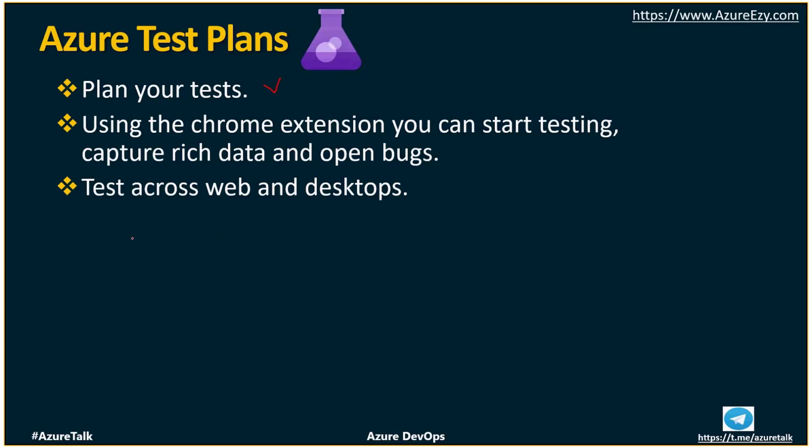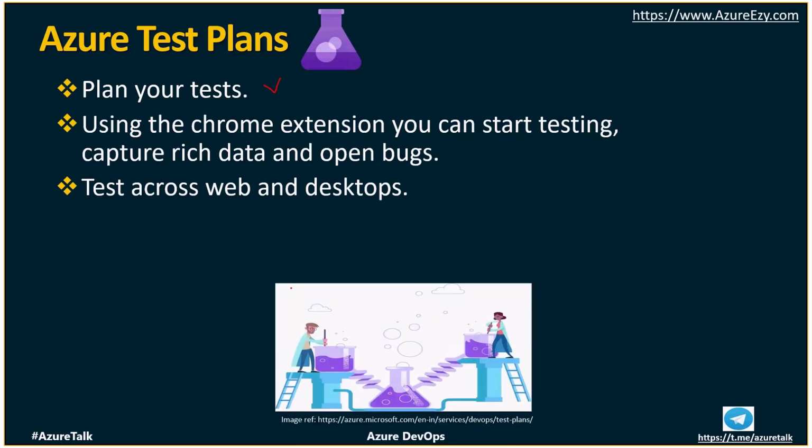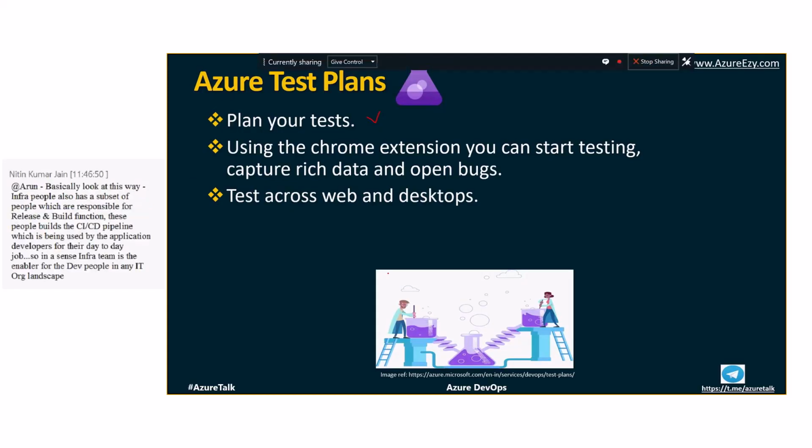So the first thing is plan your test. Mostly unit tests, integration tests, and all those Selenium tests, you can automate during your CI/CD pipeline itself. Now, even after that, there must be some exploratory tests, some manual tests that you want to do, and at the same time you want a very seamless feedback system where the developer gets feedback from the manual tester that a certain thing in the UI or a certain functionality is not working as expected. So that's what Test Plans will solve for you.